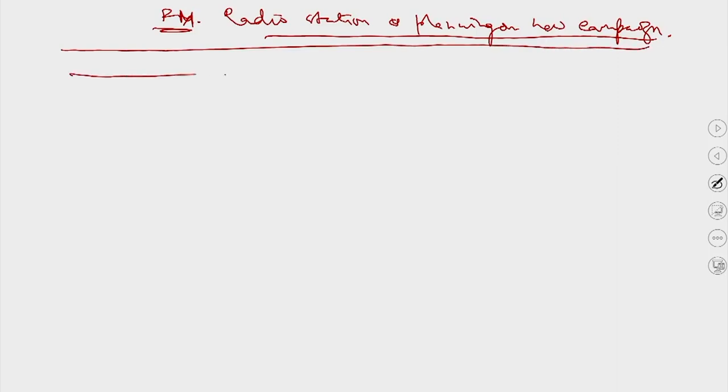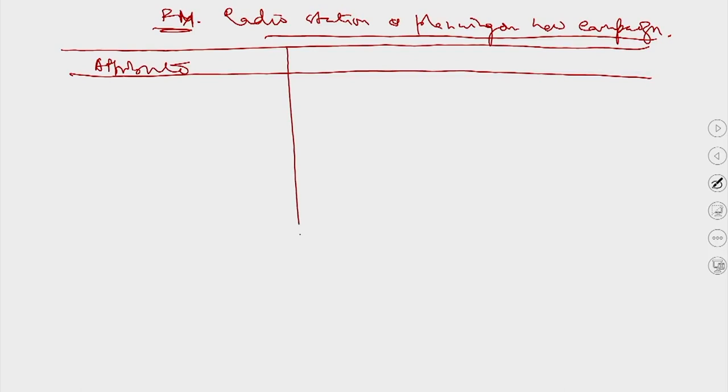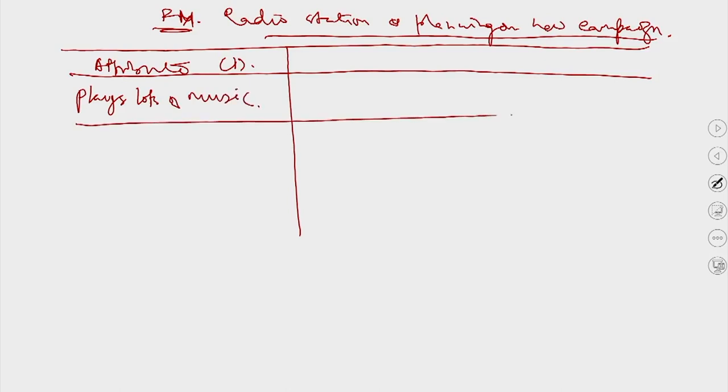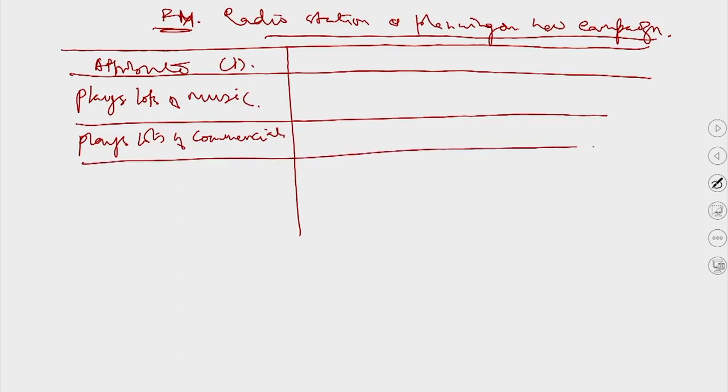So this radio station first finds out the key attributes that it has. These are the key attributes that the station has, which is the I here. One attribute is that it plays lots of music. Another is that it plays lots of commercials, because most radio stations when they are playing music also play lots of commercials. This is another attribute, because without commercials the radio station cannot work, right?